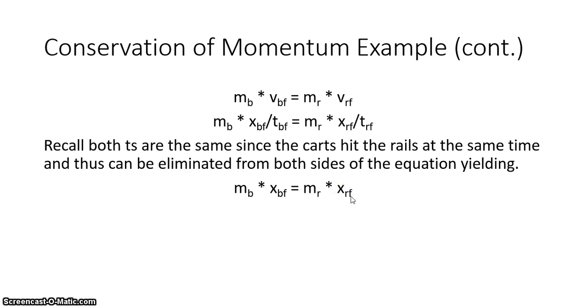And from there, since again we're looking for the ratio between the distances, we may manipulate the equation so that it becomes the following: m sub b divided by m sub r is equal to x sub rf divided by x sub bf. So what this is saying is the ratio between the red car and blue car displacements should be equal to the ratio of the masses, blue car divided by the mass of the red car. So this is our final solution here for the problem where we're looking for the ratio between the displacements of the two cars.